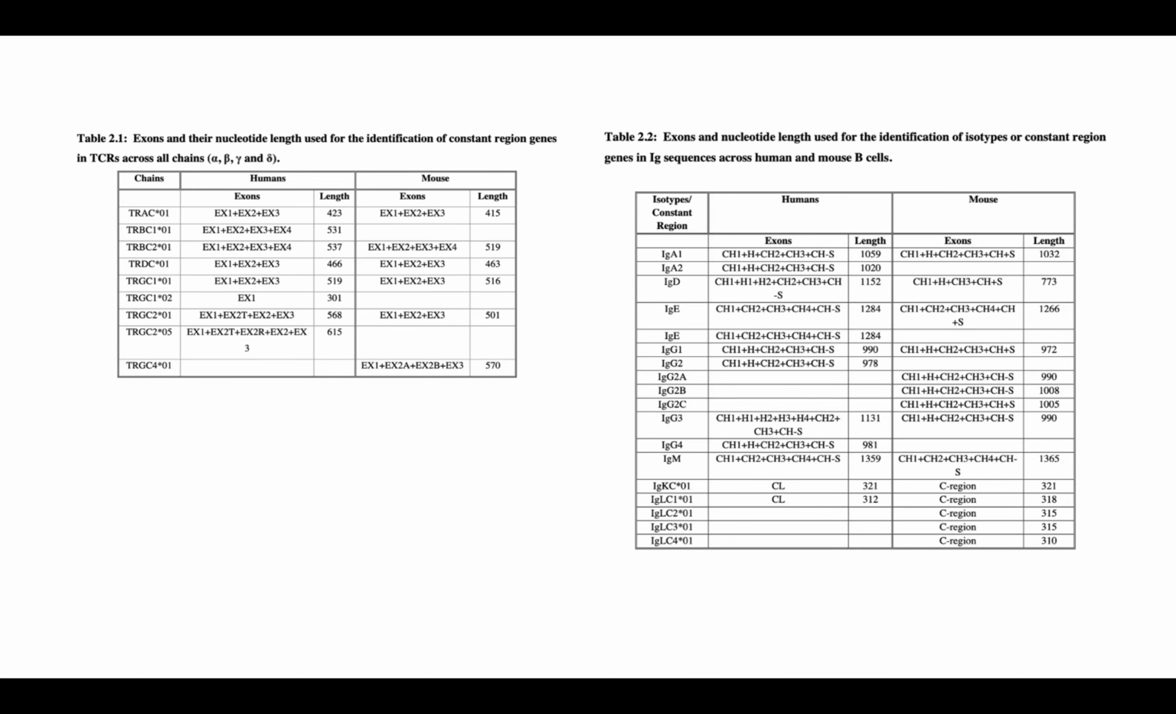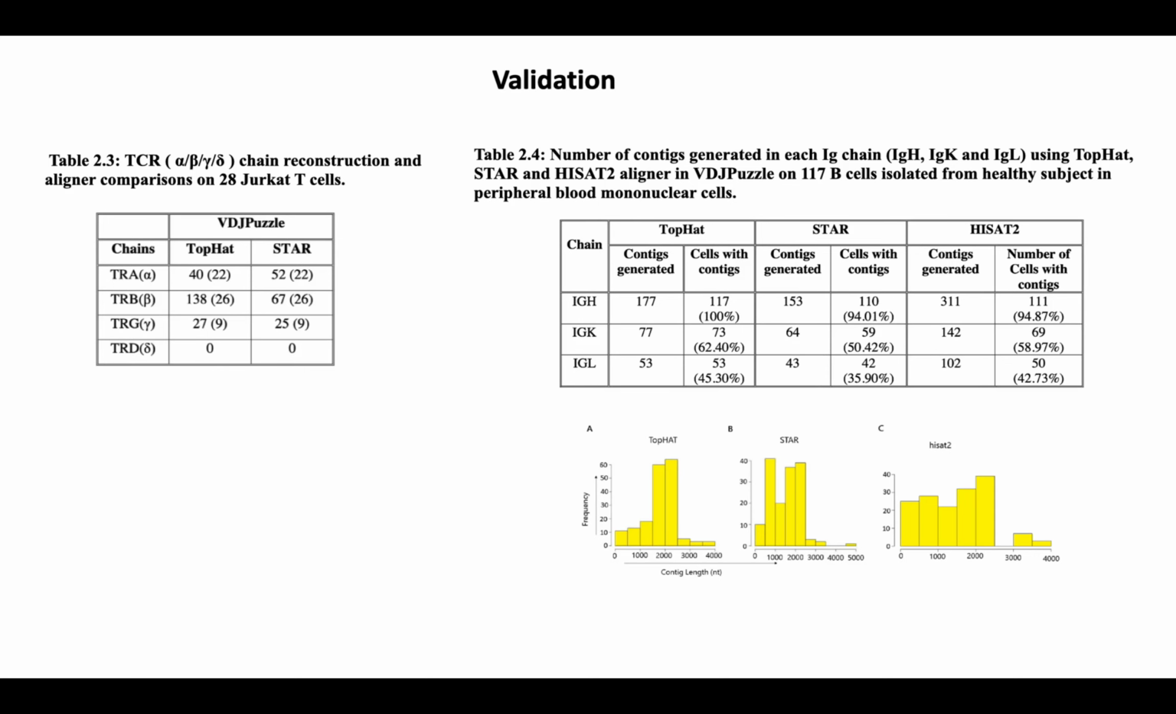So these are the exons that we used for the T cell receptor alpha, beta, gamma, delta, and, for identifying the different isotypes, CH1, CH1, H, CH2, CH3, as well as the secreted and membrane regions. So we validated this particular tool on Jogurt and 117 B cells that were further classified into naive, memory, transitional, and plasmablast.